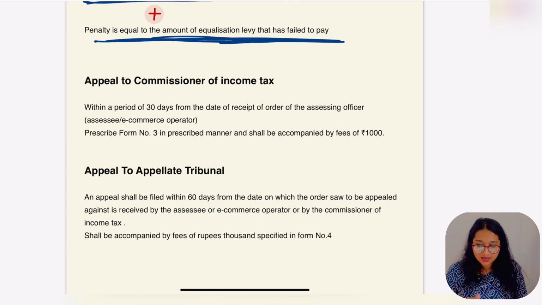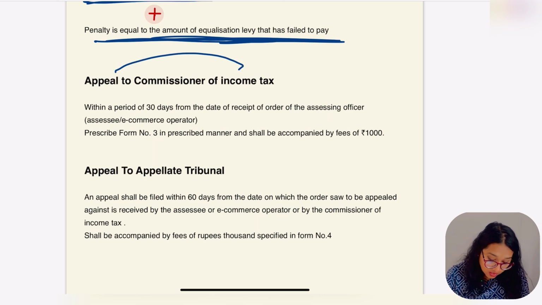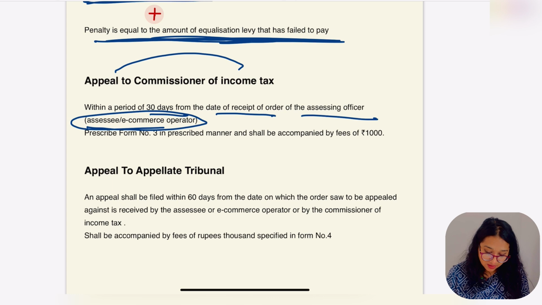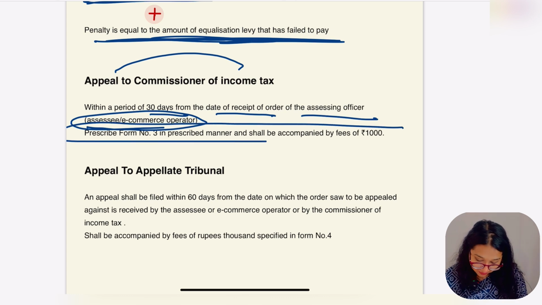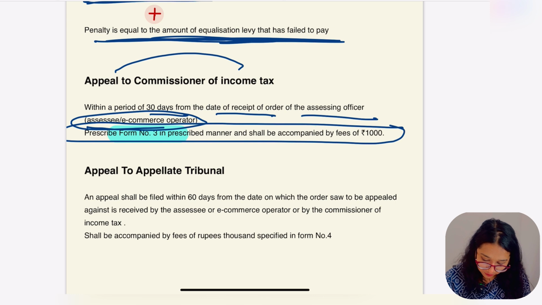Now, can the SEC or the e-commerce operator go for appeal in this case? Yes, they can go for the appeal. To whom? The Commissioner of Income Tax. Within how many days? Within 30 days from the date of receipt of the order of the assessing officer. The SEC or e-commerce operator can go for this within 30 days. But what is going to be the form? Form 3 with 1000 rupees. Is this part clear? Form 3 with 1000 rupees.